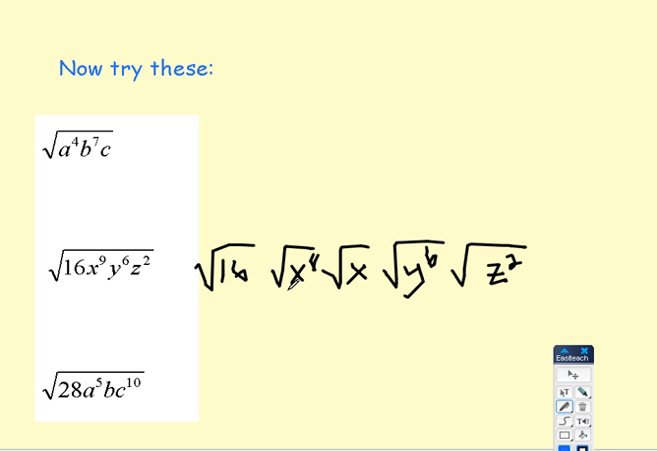Okay, so now let's pull out all the perfect squares. Square root of 16 is 4. Square root of x to the 8th is x to the 4th. The square root of y to the 6th is y cubed. The square root of z squared is z. And inside the radical, I'm left with whatever was not able to be square rooted, and that's x. Okay, and so that's that simplified.